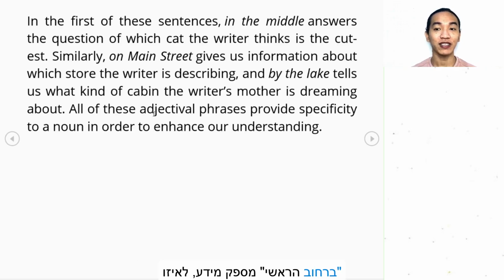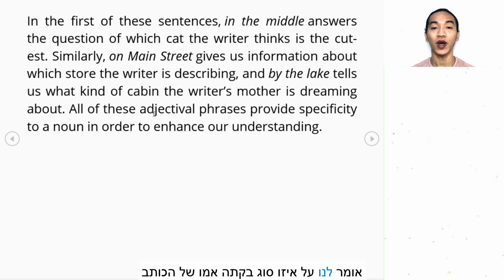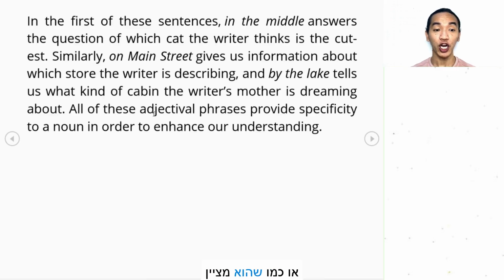Similarly, on Main Street gives information about which store: the convenience store on Main Street. And the writer is describing that. And by the lake tells us what kind of cabin the writer's mother is dreaming about. All of these adjectival phrases provide specificity to a noun in order to enhance our understanding of it. So remember that if we're trying to modify or tell something about a noun, then that is your prepositional phrase acting as an adjectival phrase.